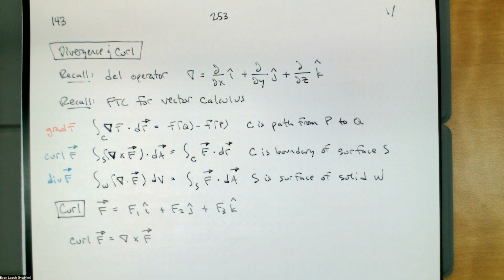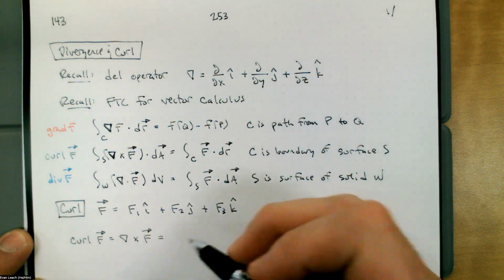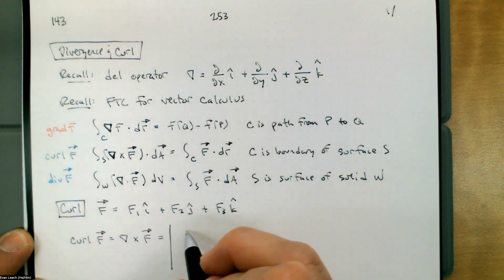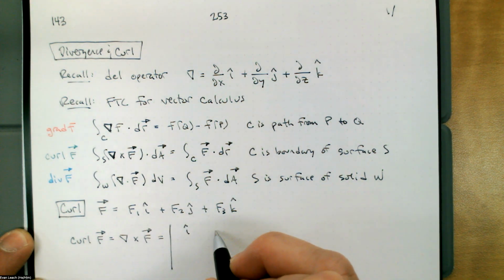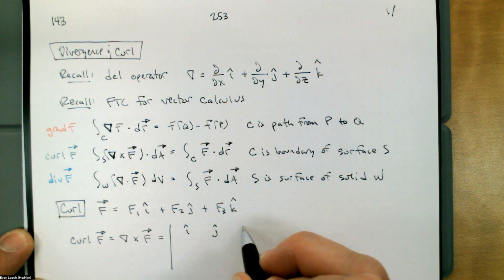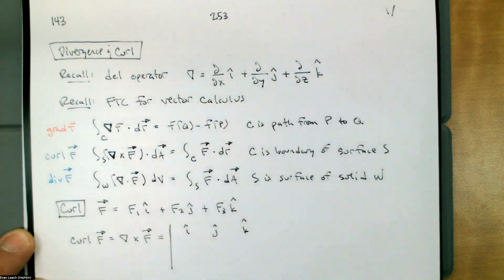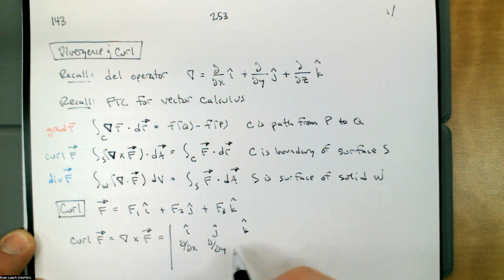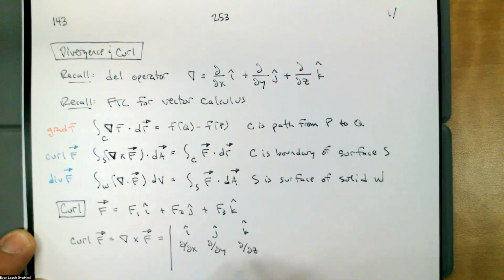So if I want the cross product of the del operator and the vector field F, I find the determinant of the 3x3 matrix with i, j, and k across the first row. The second row will be the components of the del operator, so partial with respect to x, partial with respect to y, and partial with respect to z. And then the third row will be the components of the vector field F. So F1, F2, and F3.